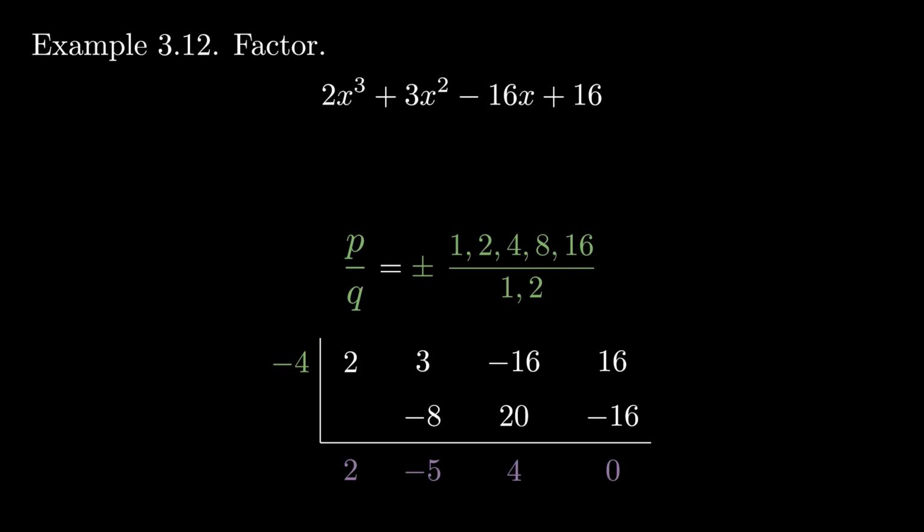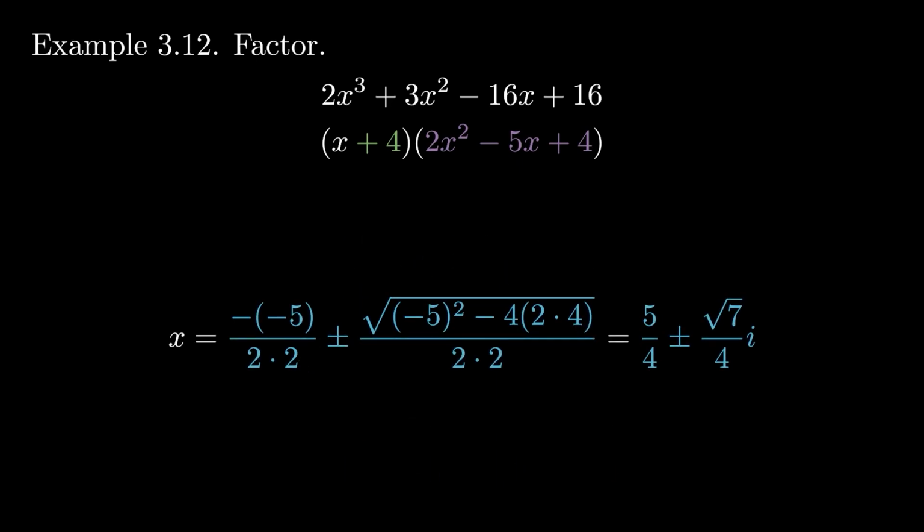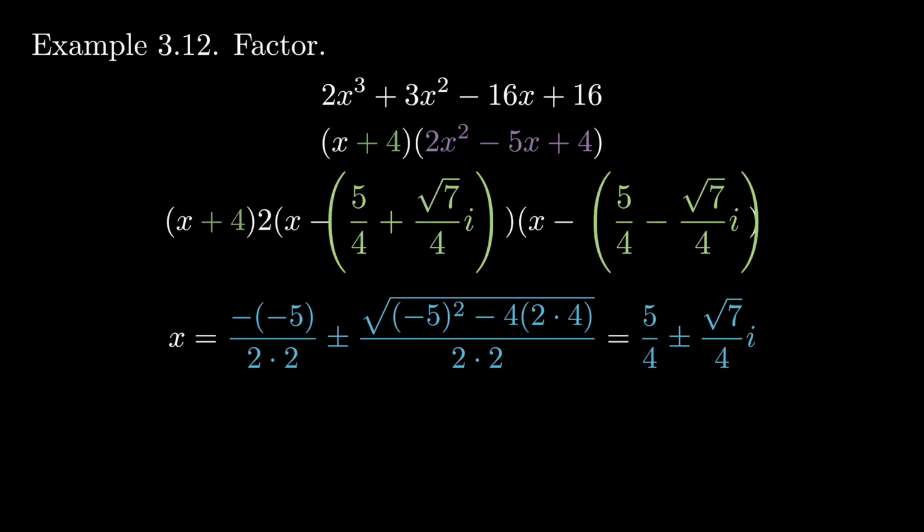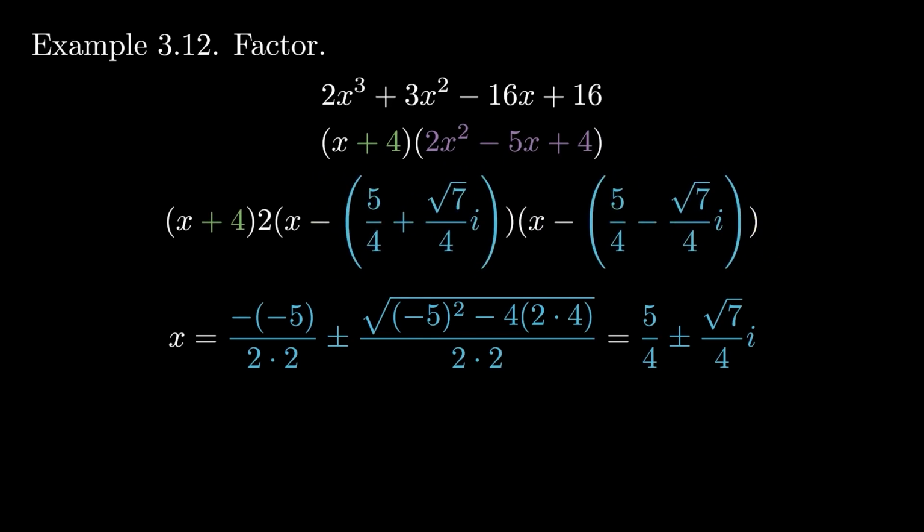So we can write that the polynomial is equal to x plus 4 times the quotient, 2x squared minus 5x plus 4. If what I had left was a cubic or some polynomial with a greater degree, I could try to use the rational root theorem again to find further zeros until I get into quadratic. But because all I have left is a quadratic, I can now factor it normally using the quadratic formula. And notice, we get complex roots, but they were and never will be contained in the list.